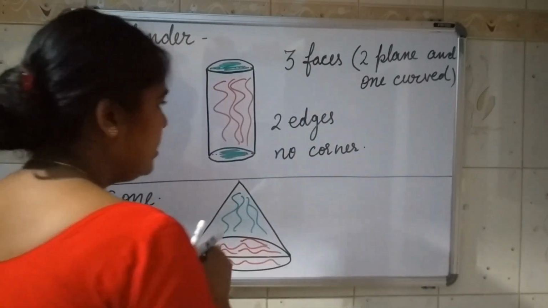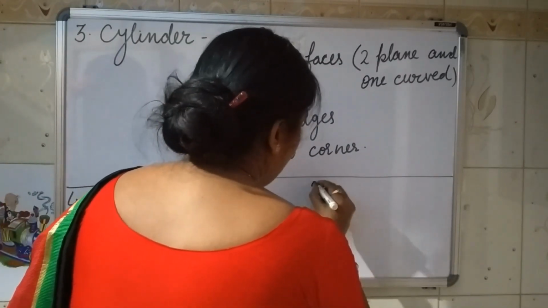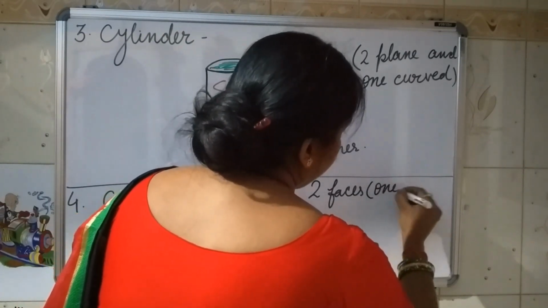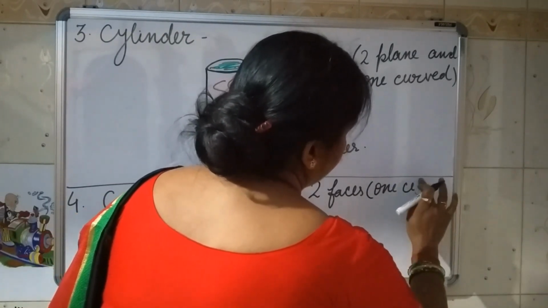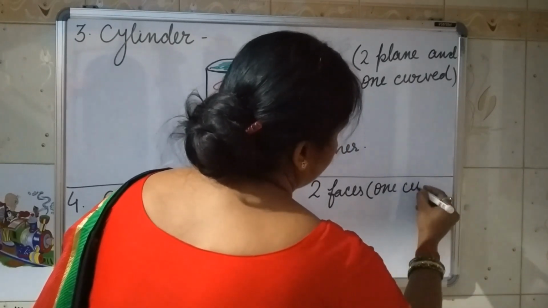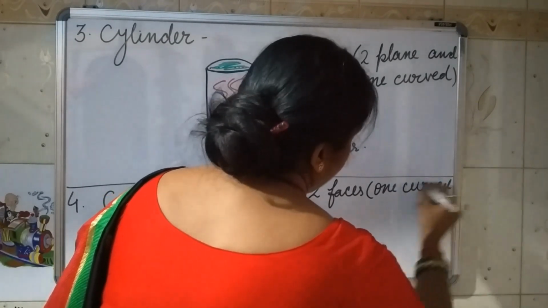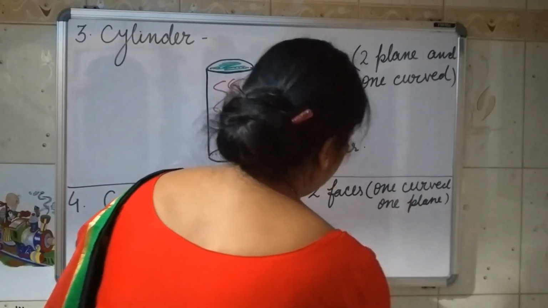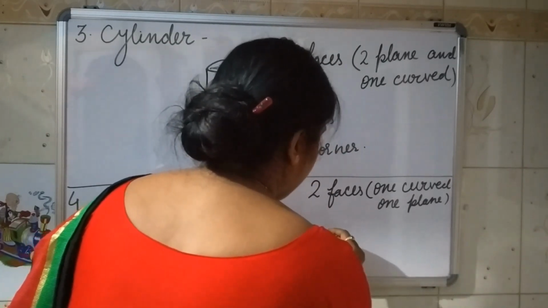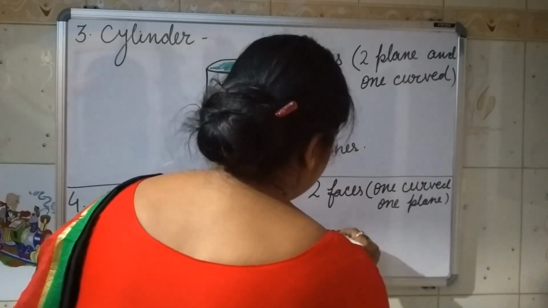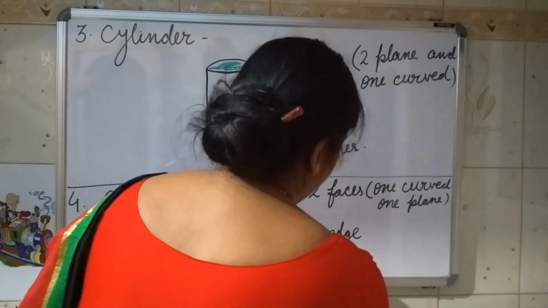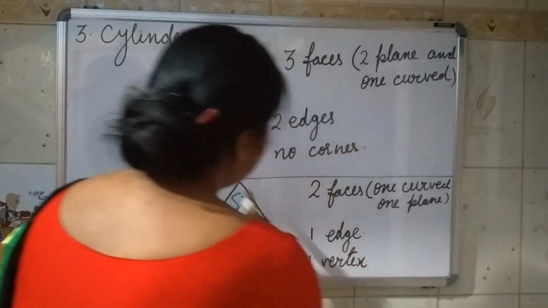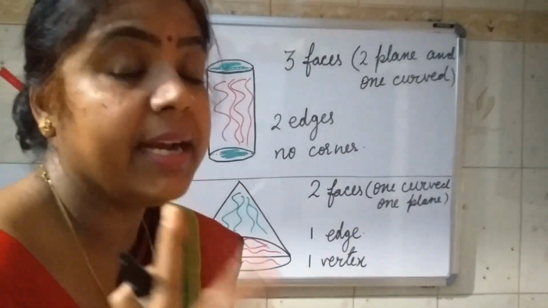Now you have to write down: a cone has 2 faces, 1 curved and 1 plane. Okay. And 1 edge. 1 vertex. Please keep in your mind, you never say this is a corner. It is not a corner, it is a vertex.